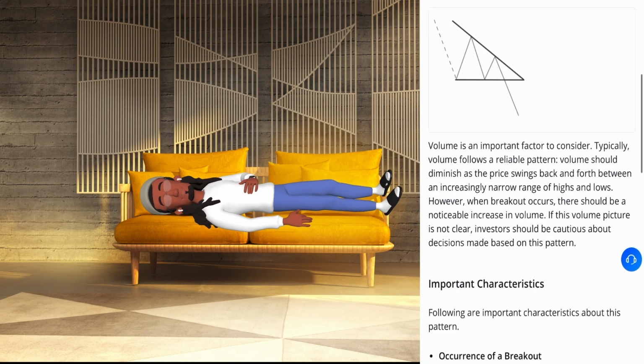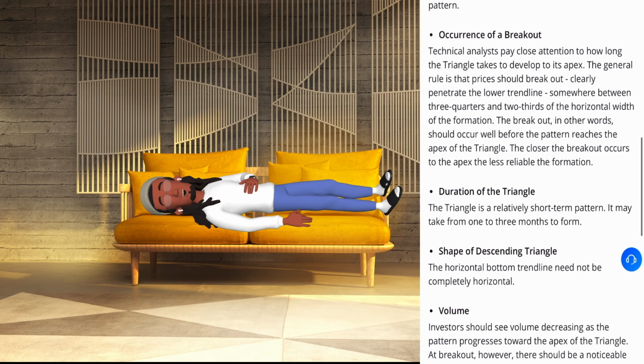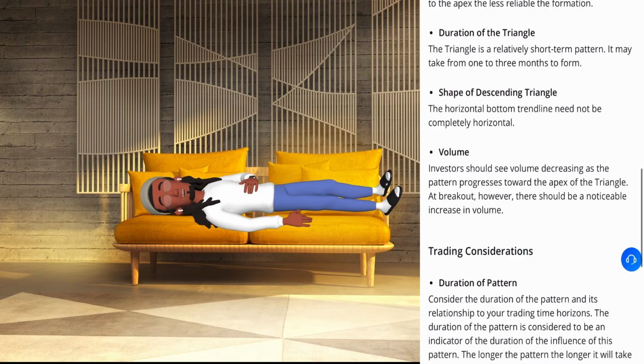Okay, so if this thing gets all the way to the corner, it's not very reliable. We're not gonna see that breakout to the downside. All right, duration of the triangle. The triangle is a relatively short-term pattern. It may take from 1 to 3 months to form. Again, we're looking at a daily time frame. So anything over a year is long-term. 1 to 3 months is short-term. 6 months, medium-term. All right, so put that into perspective.